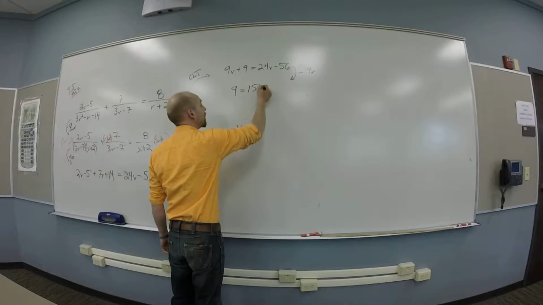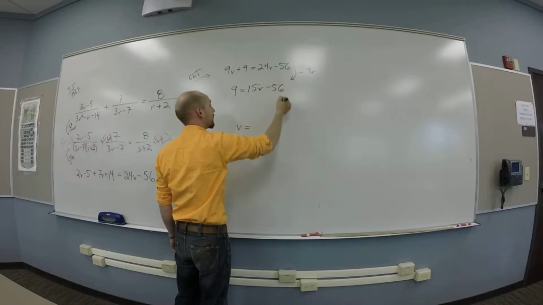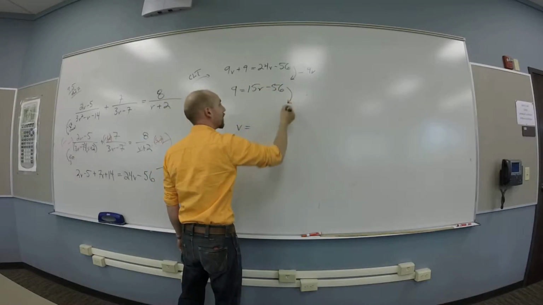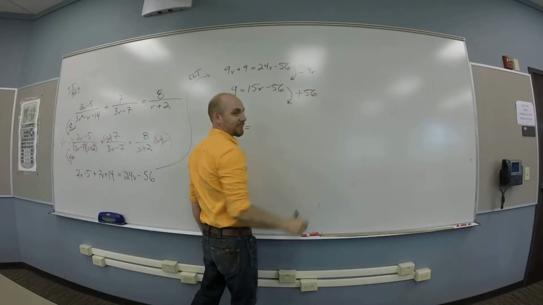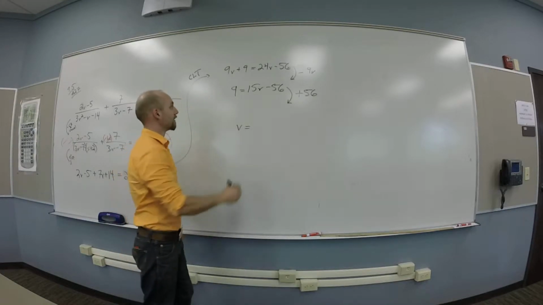15. And then we've got our minus 56. So what do we do? You add 9. No. Add 56. Add 56 to both sides? Subtract 9 again. Screw it.